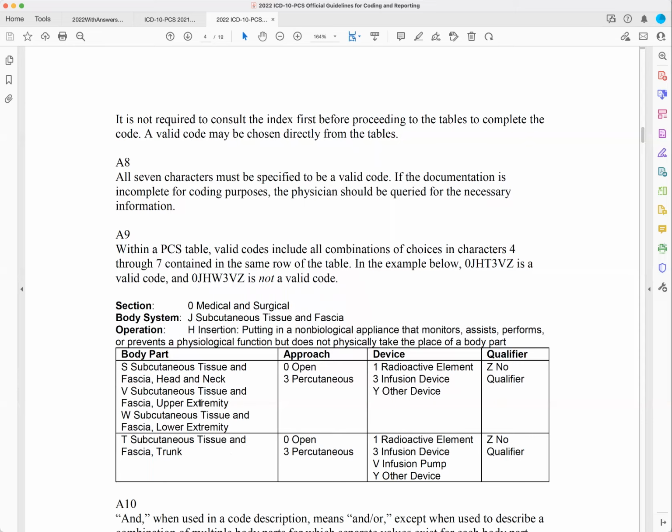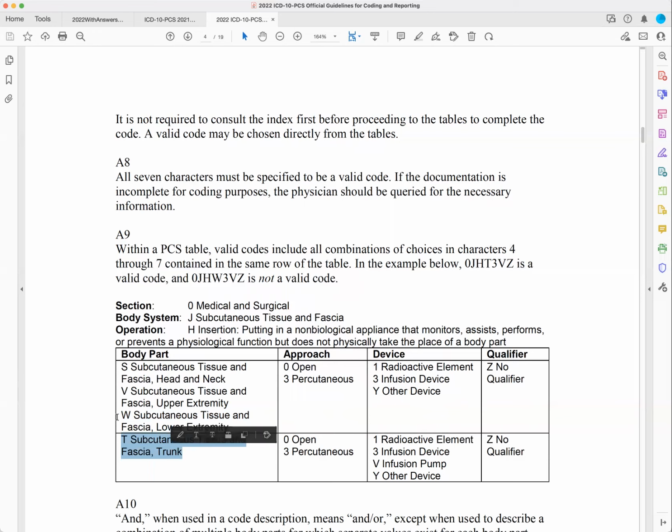However, if we tried to do 0, J, H, W, which is in the top row, 3, which is in the top row, V, which is in the bottom row, that makes it invalid. We can't jump rows like that. Since we're using W as our 4th character right here, we have to stick with that row because there's no W in this bottom row.